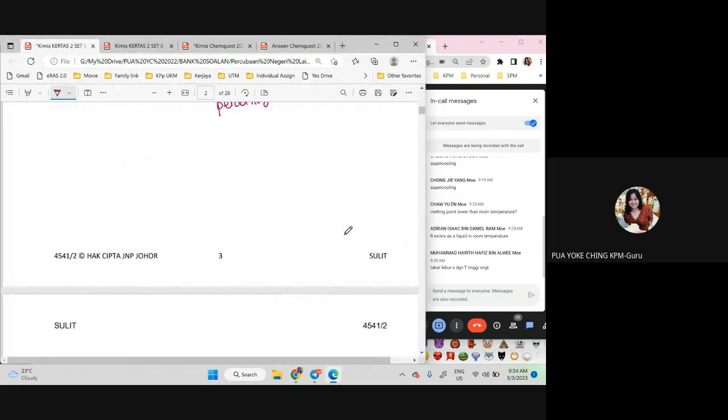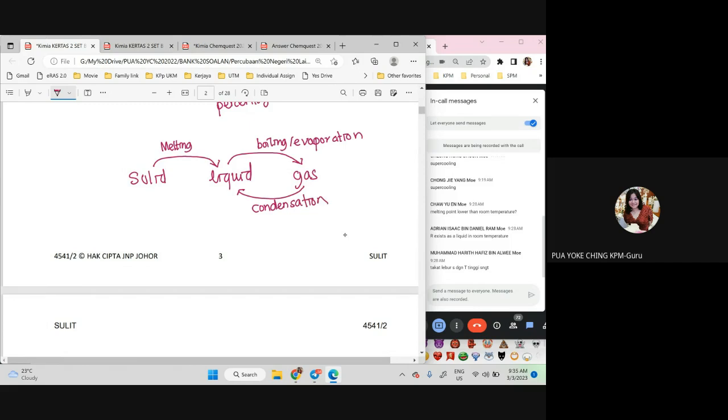Kita rewind sikit. We have solid. We have liquid. We have gas. Solid turn to liquid. This is melting. Liquid turn to gas. This is boiling. Boiling or evaporation lah. Okay. Gas turn liquid. This is condensation. Kondensasi. Liquid turn solid. This is freezing.